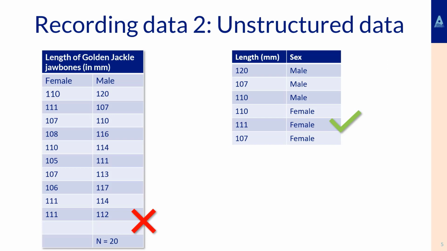Here we have the standard data structure for statistical analysis, where each row is a subject and each column is a variable. So you can see that this represents that first male there. The jawbone length is 120 and the sex is male. The second is there and the third is here. And then the first three females, 110, 111 and 107. And then we would have further rows. So in this case there are 20 subjects. That means there are 20 rows in our statistical database. And there are two variables, length of jawbone and sex, so we have two columns. So that data is properly structured for statistical analysis.